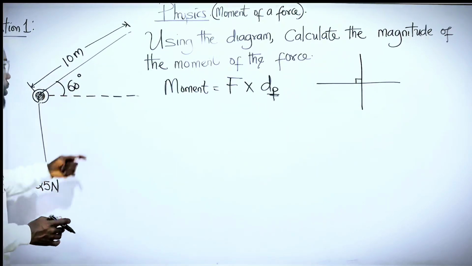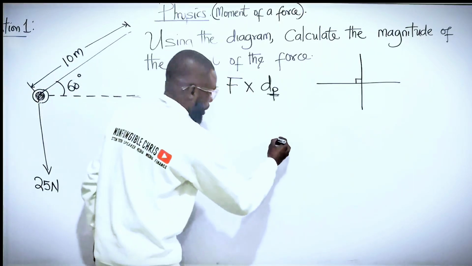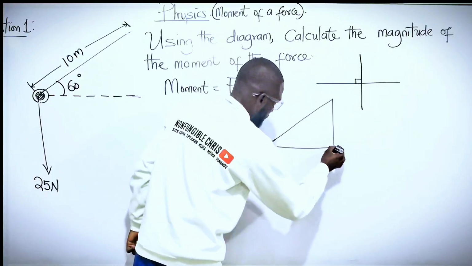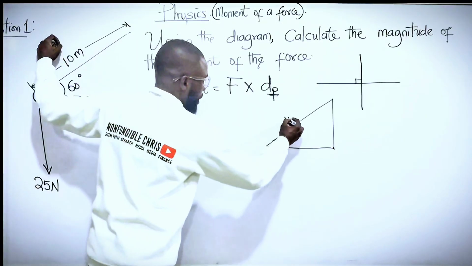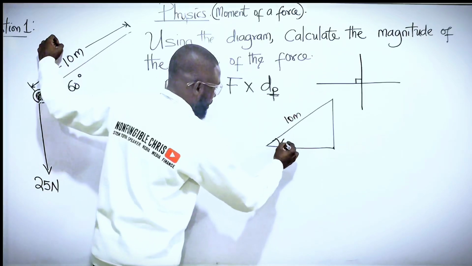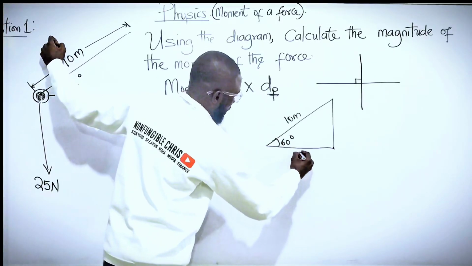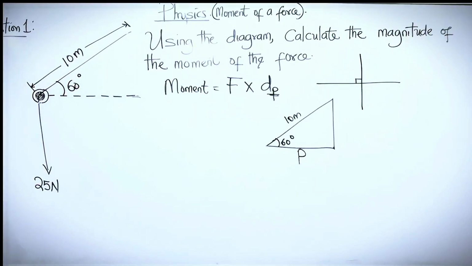We can take the triangle out. If you look, we're already forming a triangle here. If we are very sensitive, we're looking at the triangle. Whatever we have here is 10 meters. Here is 10 meters. We have here 60 degrees, and we're looking for this length. Let's call this length P.